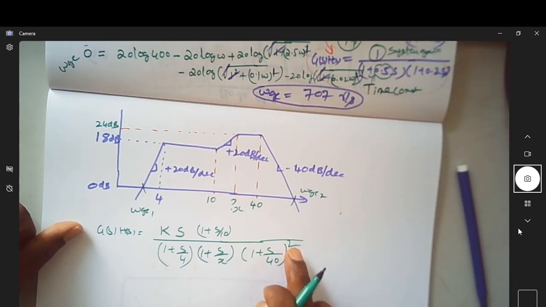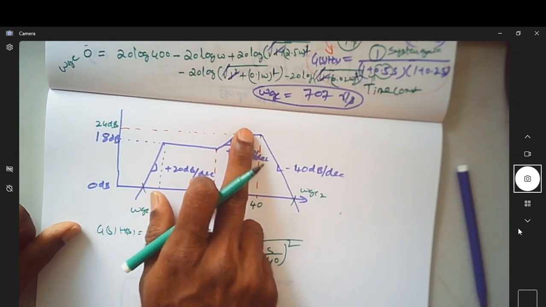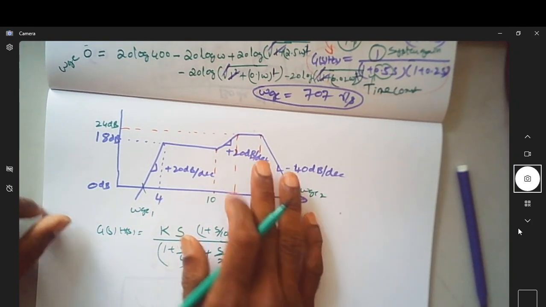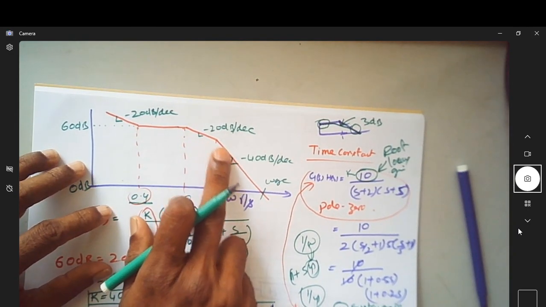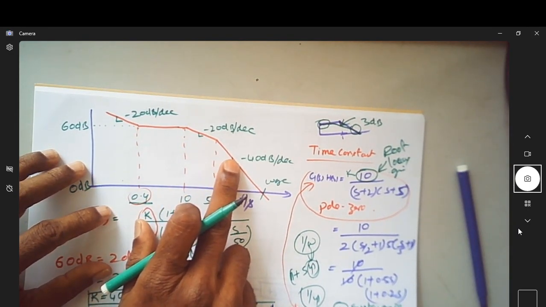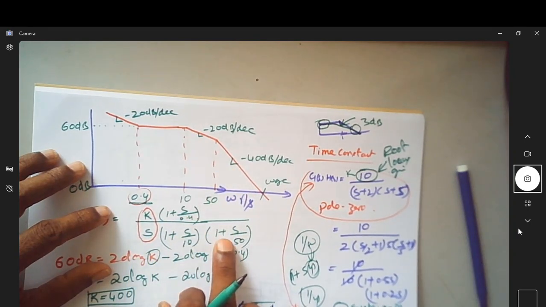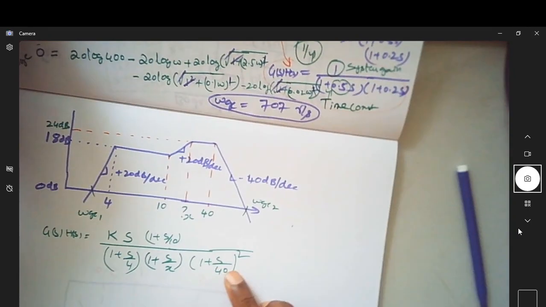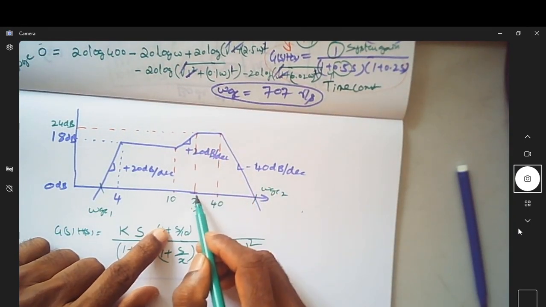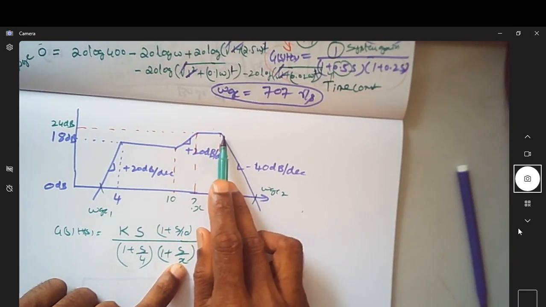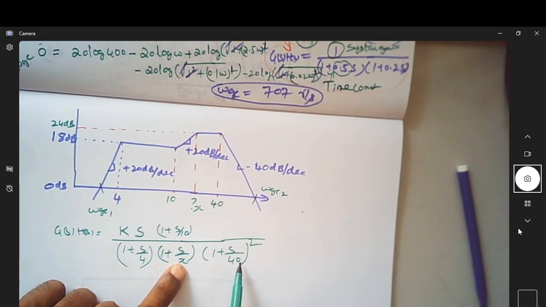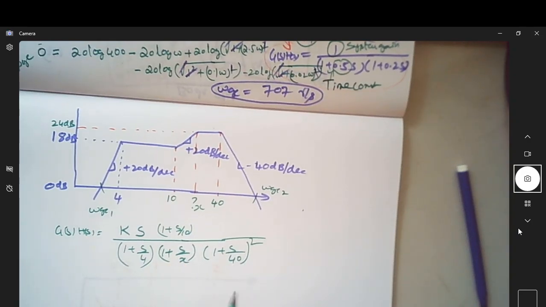Why it is whole square is because there are 2 poles, since the slope is going from 0 to minus 40 immediately. In the previous case it was minus 20 to minus 40, a change of slope of only 20 dB, which is due to a single pole. Now there is a pole at x, and at 40 the slope changes from 0 to minus 40, so there is a repeating pole at 40.